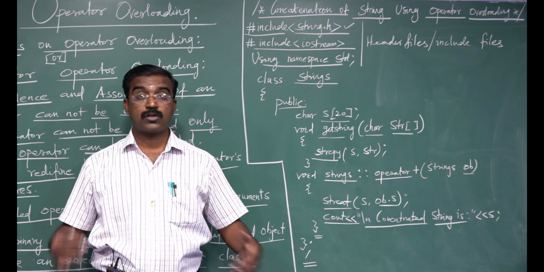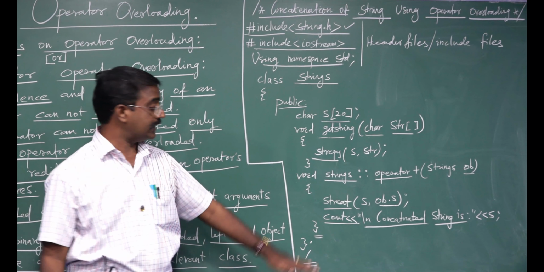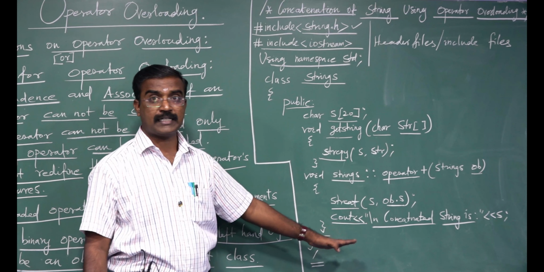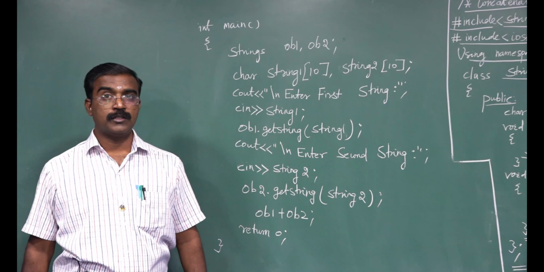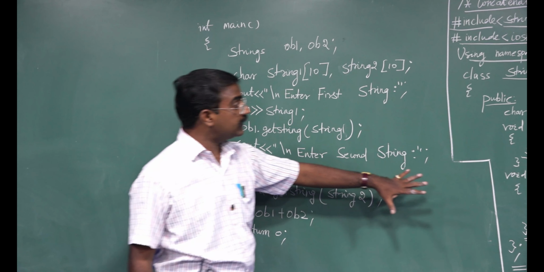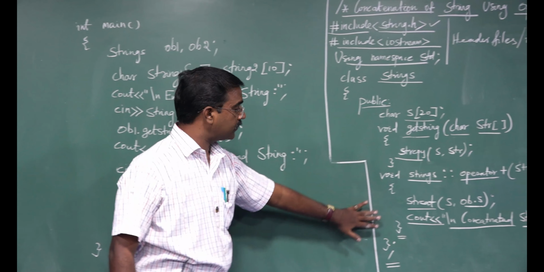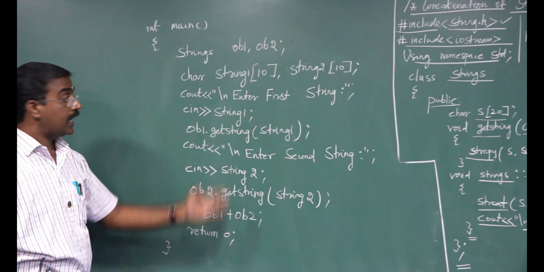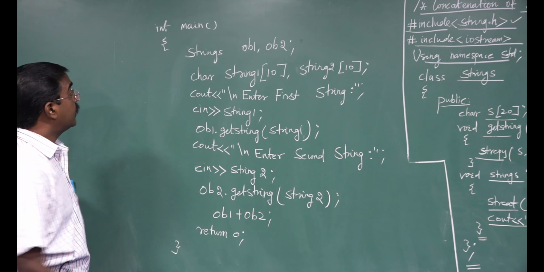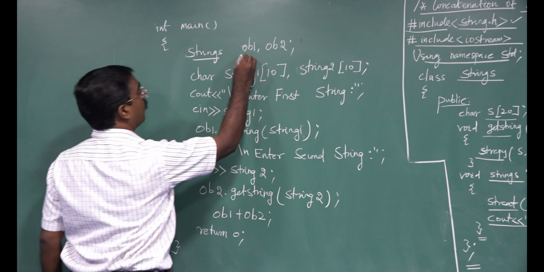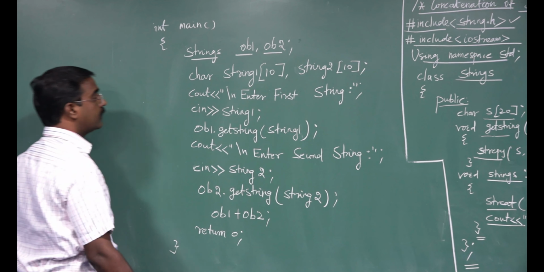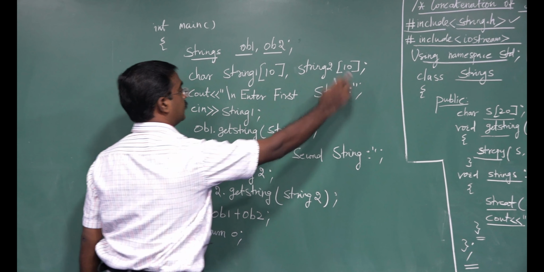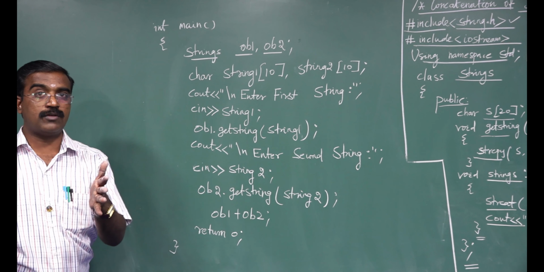And then, sir, how can we show it in the output? As a continuation, we will see it now. In this program, the body of the class is over, but in this main function we declared the strings object 1 and then object 2. Here a string of 10 characters, and here also a string of 10 characters. These two strings will be joined.